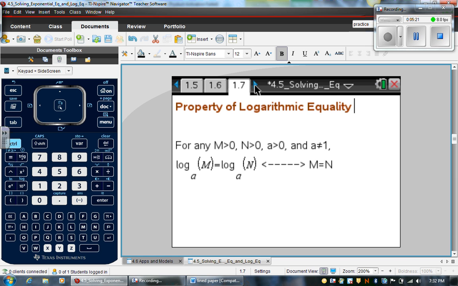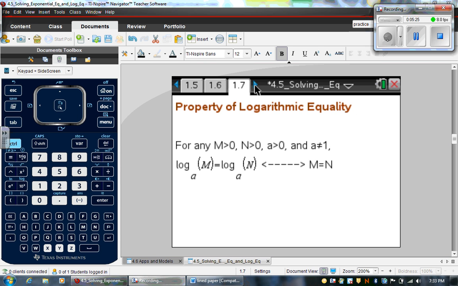Okay, so let's talk about the property of logarithmic equality. The property of logarithmic equality states that for any m greater than 0, and for any n greater than 0, and a greater than 0, and a not equal to 1, I know that's a lot, so just take it piece by piece. m has to be bigger than 0, n has to be bigger than 0, and a has to be bigger than 0. a cannot equal 1. If log base a of m equals log base a of n, then we can also say that m is equal to n.